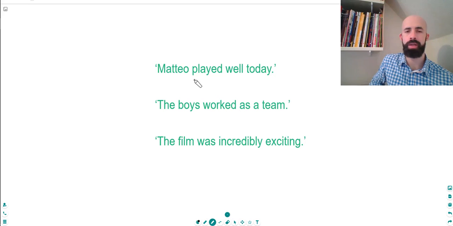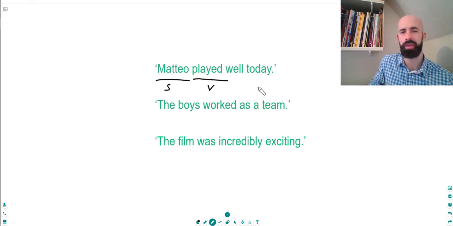Okay, so hopefully you realize that the verb here would be the verb to play. And the subject, which is attached to the verb, subject and verb are always attached to each other, is Matteo. Okay, so it was Matteo who was doing the playing. Next up, the boys worked as a team. Okay, so just have a go at the same exercise here.